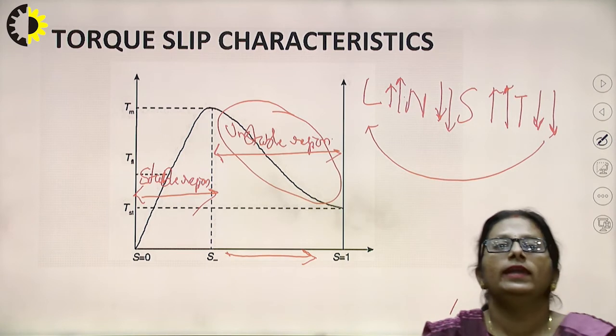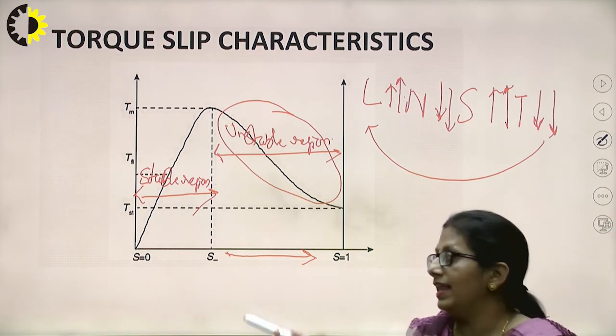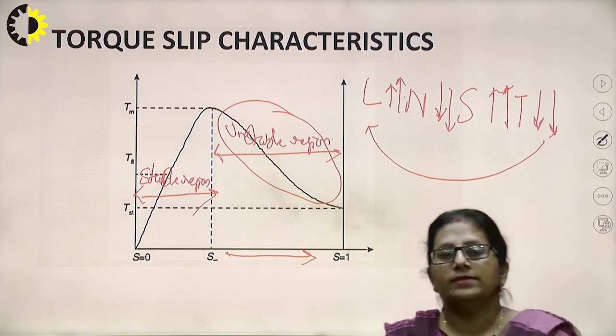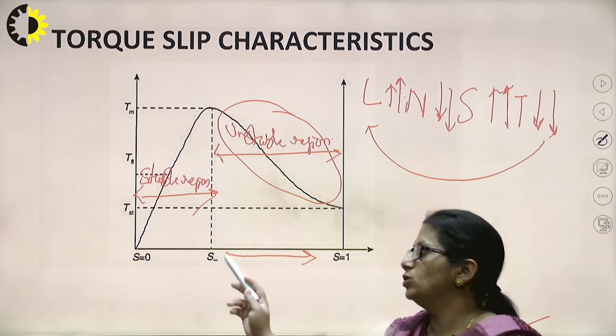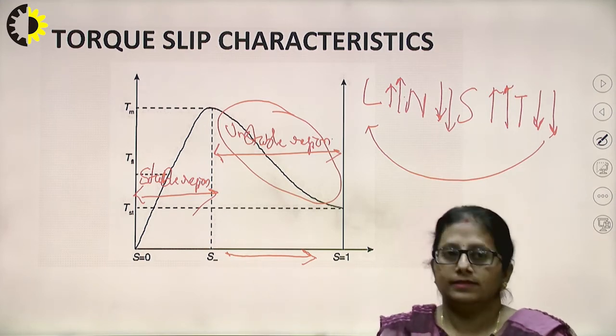So, the motor will never be made to operate at a slip which is higher than the slip corresponding to the maximum torque, right? So, always the slip in between 0 and the slip corresponding to the maximum torque would be the operating slip, right?